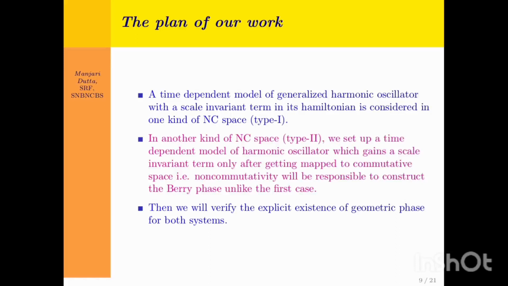Then in another kind of non-commutative space, say type 2, we consider just a time dependent harmonic oscillator which has no scale invariant term in the original Hamiltonian, but the term will arise after shifting the variables from non-commutative space to commutative space. That means here only the non-commutative space will be responsible for constructing the Berry phase, unlike the first case. Here it differs from the first system. Then we will study the geometric phases for both systems explicitly.